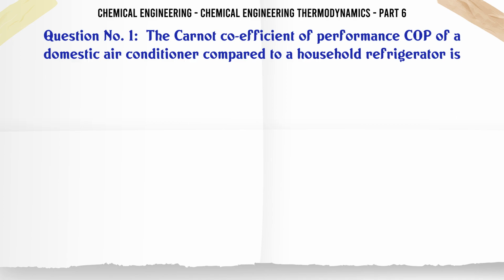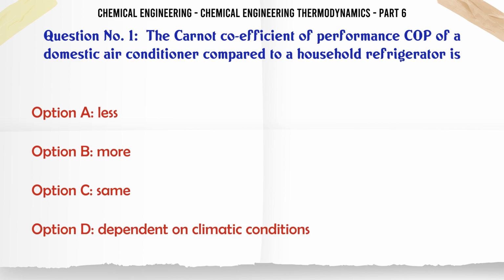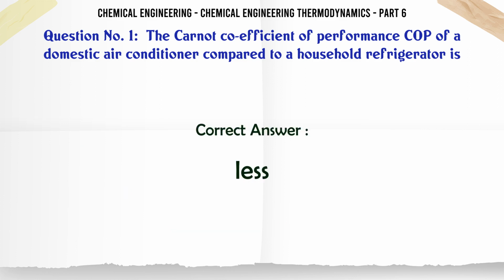The Carnot coefficient of performance (COP) of a domestic air conditioner compared to a household refrigerator is: A) less, B) more, C) same, D) dependent on climatic conditions. The correct answer is less.